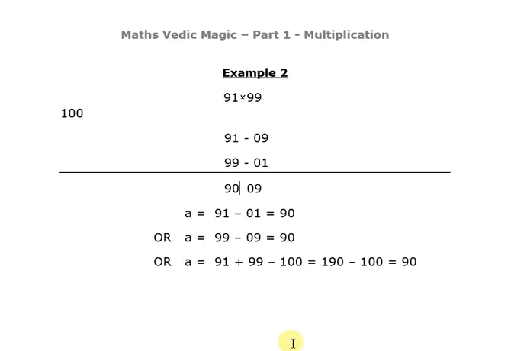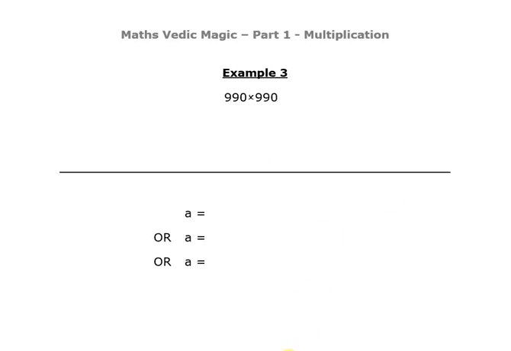Let's look at another example. So here we have numbers of slightly bigger magnitude. In this case they are closer to 1000. So that's our base. Then write down these numbers like we do for normal multiplication. Then the deficit or surplus on the right side.